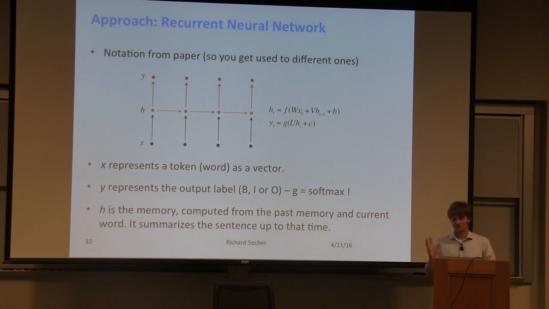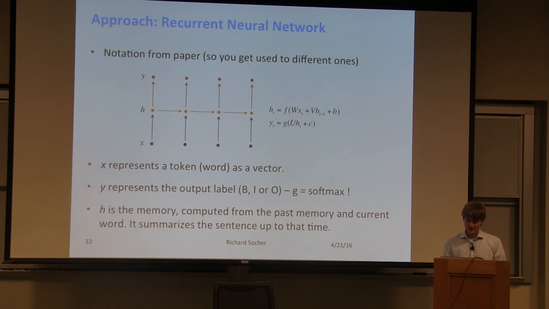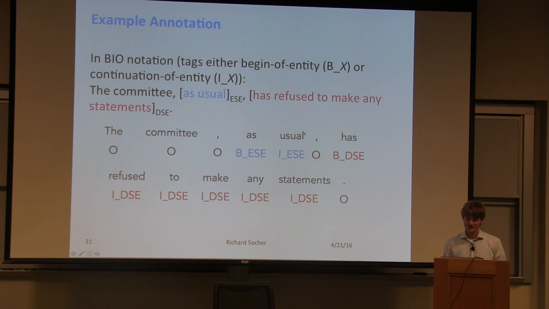And we'll see in a second why it might help to have this notation instead of superscripts. Because we'll introduce now bidirectional recurrent neural networks. So let's say we wanted to predict as usual, and we want to predict usual by itself. Now if we've seen just as from the left, then maybe we're less certain whether this has this exact label, but if we see the comma in front of it, maybe that will help us to make that distinction.